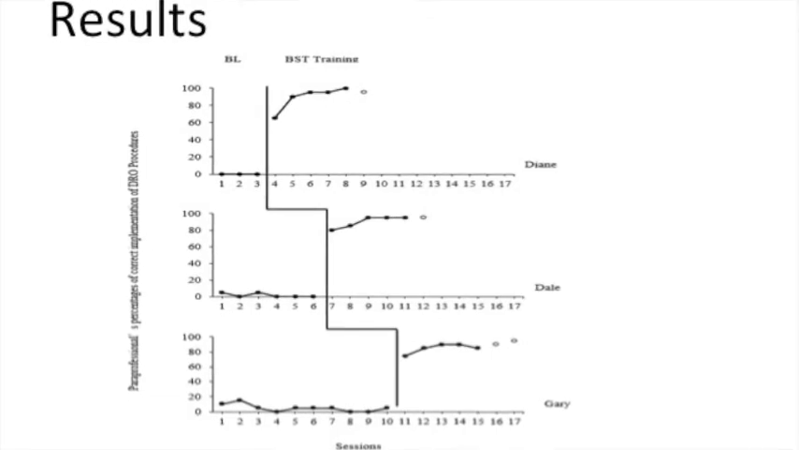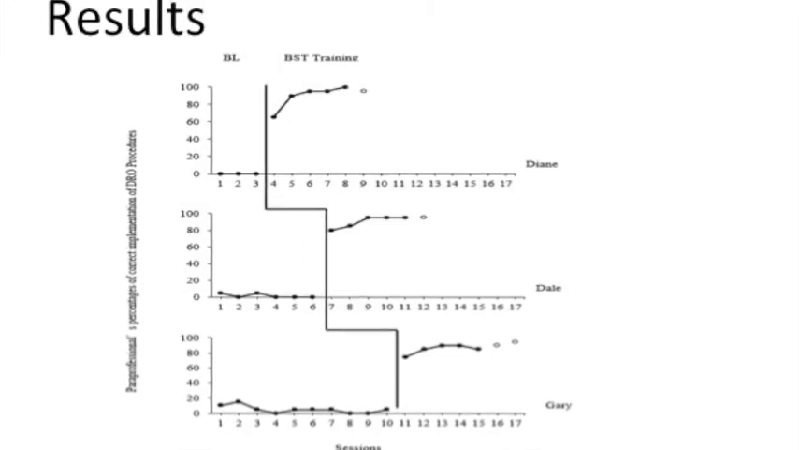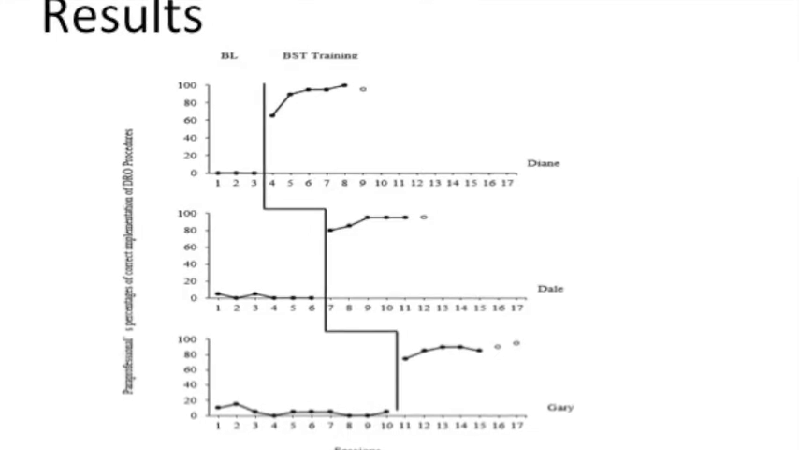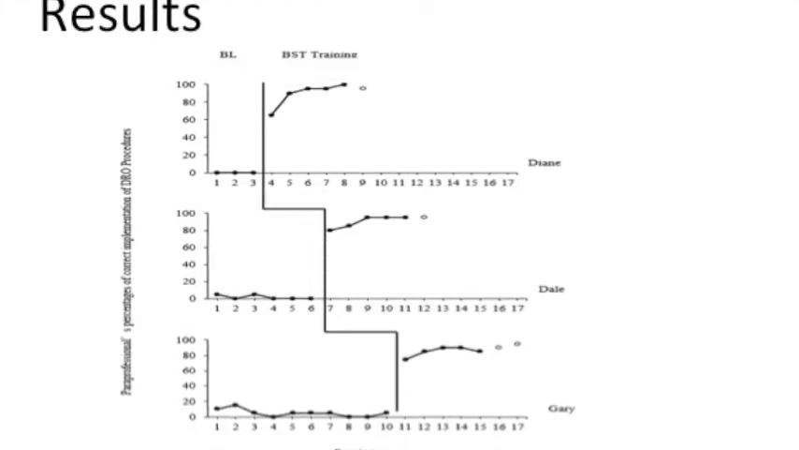Gary also showed stable responding during baseline and had a mean of 5% correct implementation. A significant increase in level was shown from baseline to intervention. Gary began the intervention phase with 75% correct implementation and continued showing an increase in trend, with his second intervention session showing 85%, his third session showing 90%, and his fourth showing 90%.